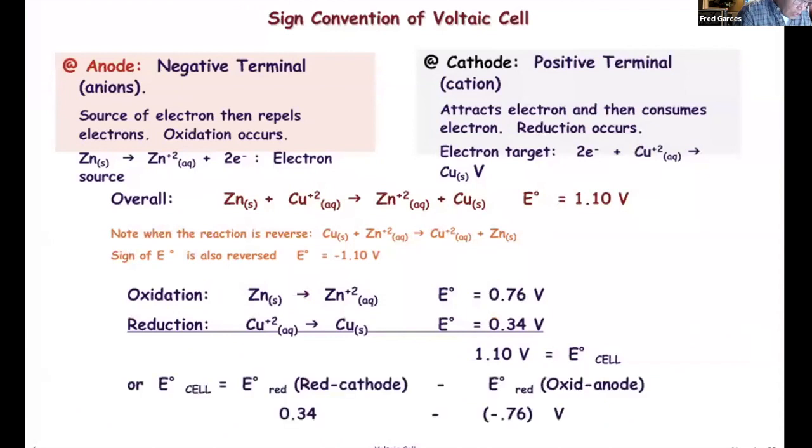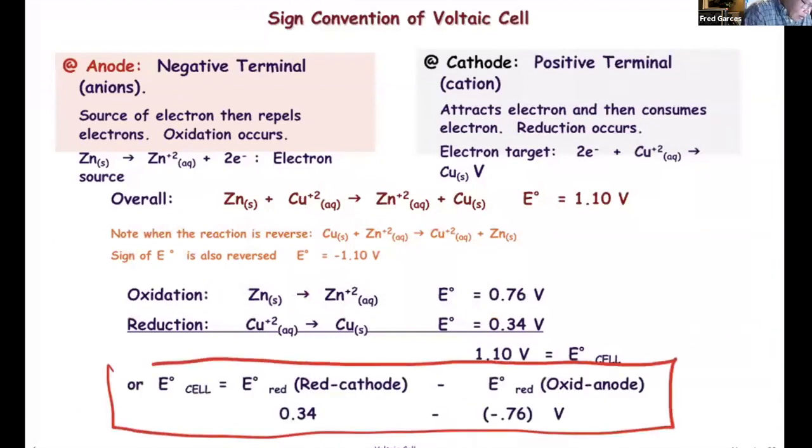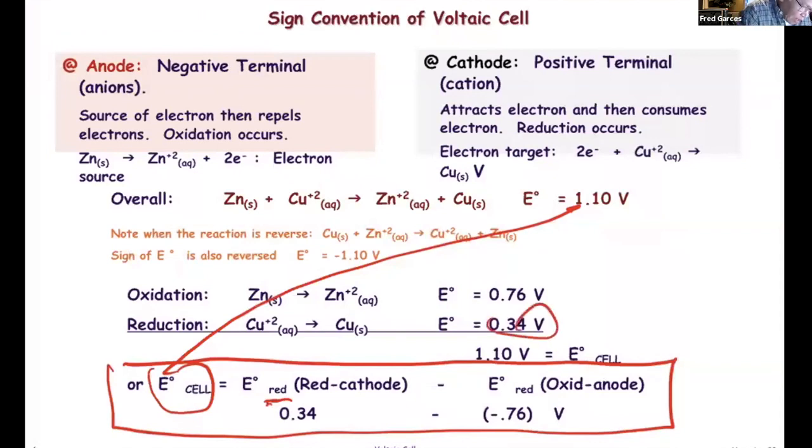Okay, this is what I just did. This is the equation that the textbook and most textbooks have. It's basically the same thing that I just gave you. The E0 of the cell, which is 1.10, is equal to the reduction potential at the cathode. That's going to be this right here, 0.34.